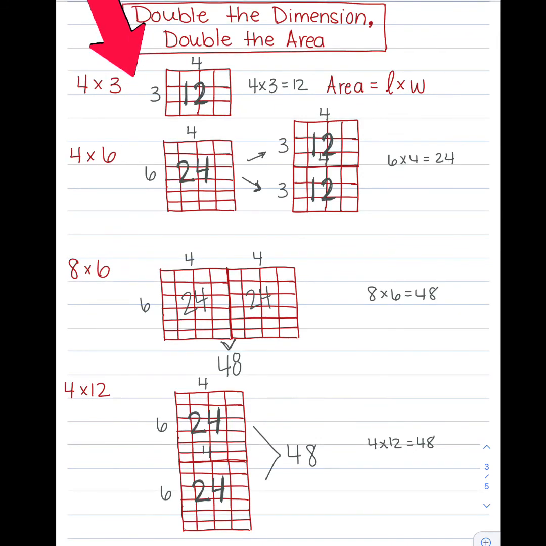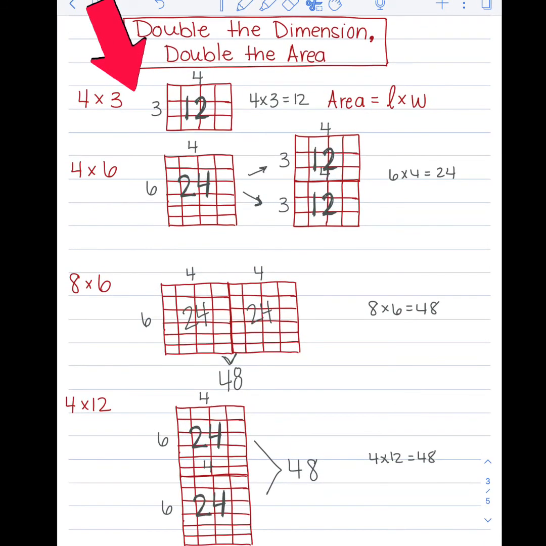So in the first problem, 4 times 3, our rectangular array we drew showed that the product was 12, or the answer is 12, or the area is 12. Now, in the next problem that we did, 4 times 6, one of my dimensions doubled, and that also affected my area. So my area then doubled.